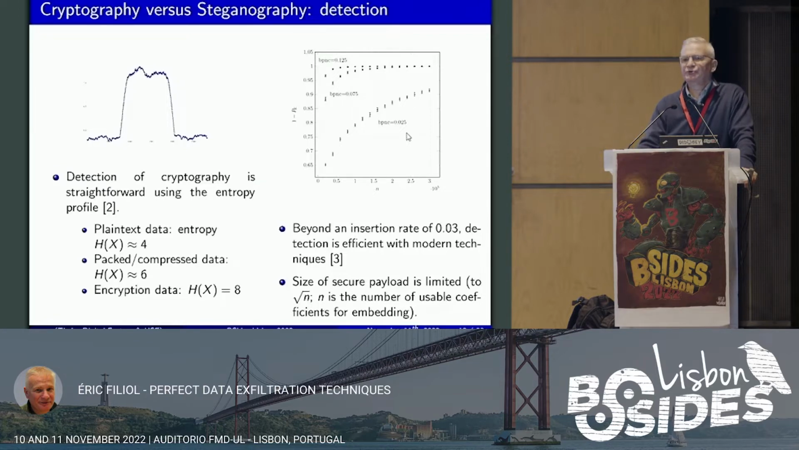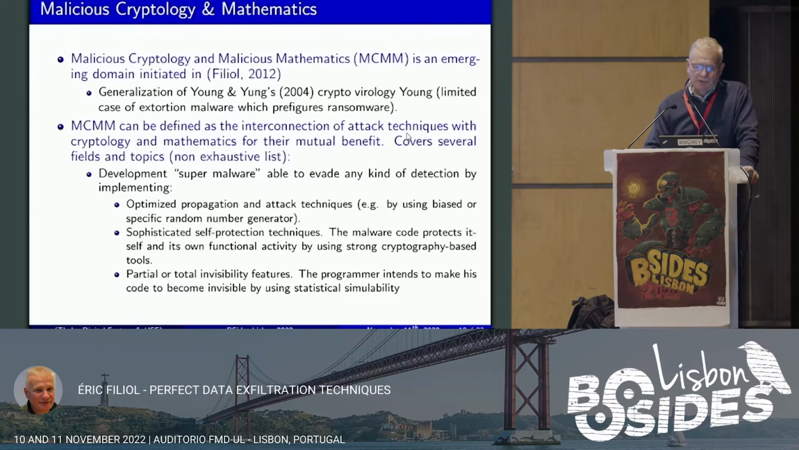So is there another solution? Yes. It comes from what we call malicious cryptography, cryptology and mathematics. In fact, it is an emerging field. I have worked in this field for many years. It can be defined as the interconnection of all the attack techniques with cryptology and mathematics in order to enrich each other. So there are a lot of applications. Not all are attacks. You can use it for legitimate protection.